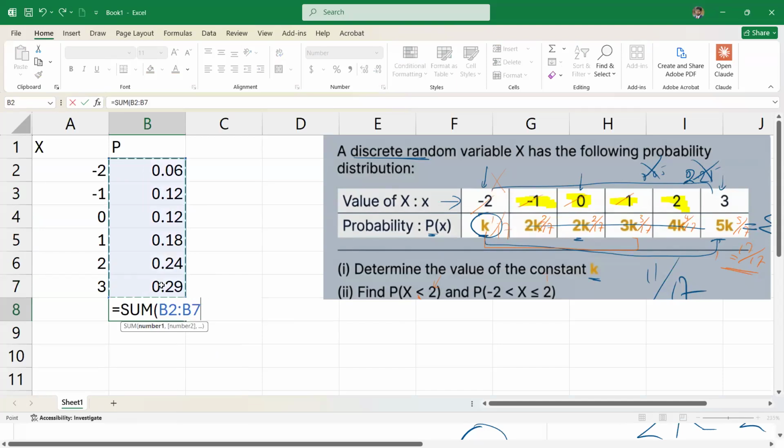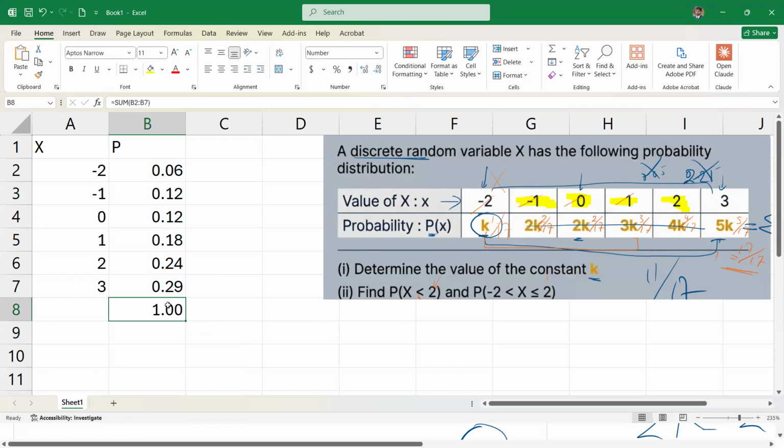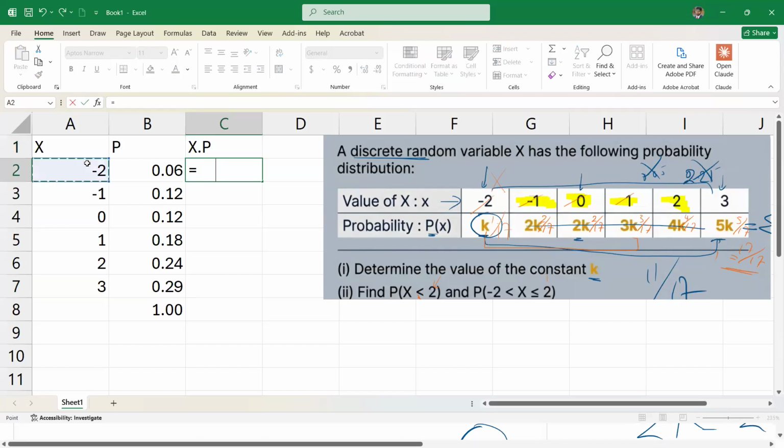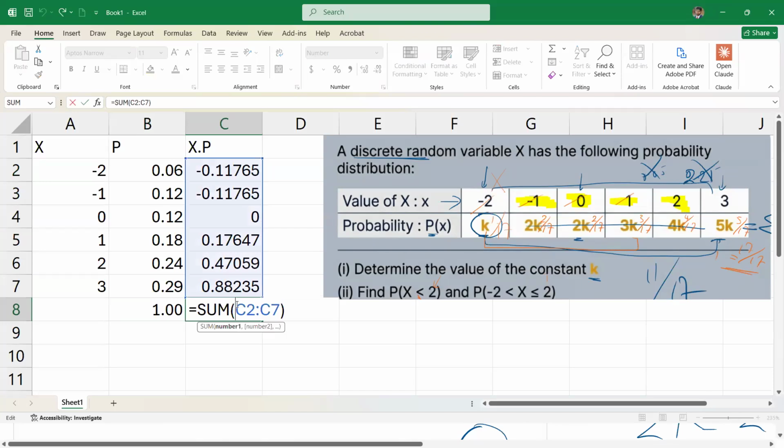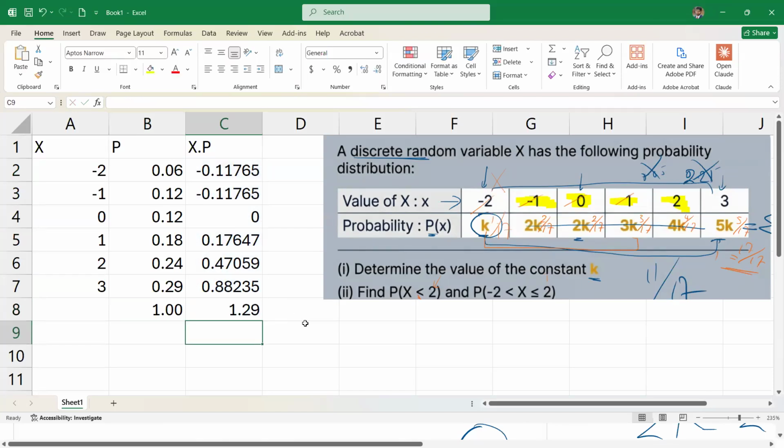You need to verify this. Yes, exactly 1. Now, to find out the mean, we should get x into px, or x into p, right? Here, very simple, 2 into p equal this value. Likewise, we take all here, right, sum of this, it's equal 1.29, right? It's the mean, equal 1.29.